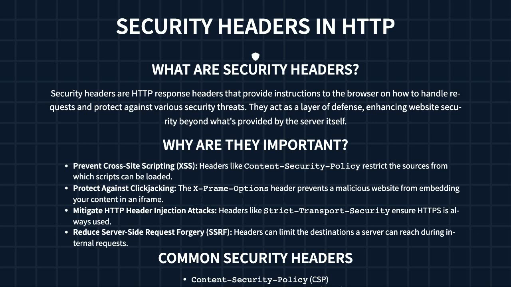We have all sorts of different security headers that tackle specific vulnerabilities, like ensuring HTTPS is always used or limiting what internal requests a server can make. Some common ones include content security policy to control script sources and strict transport security to force secure connections. Do you know which ones are most important for your website?